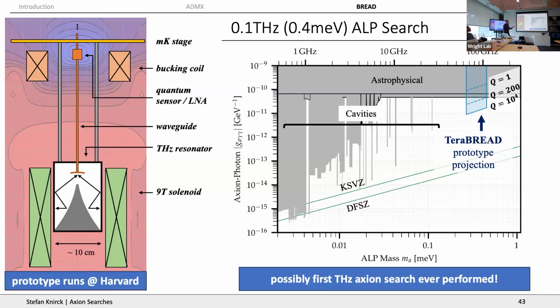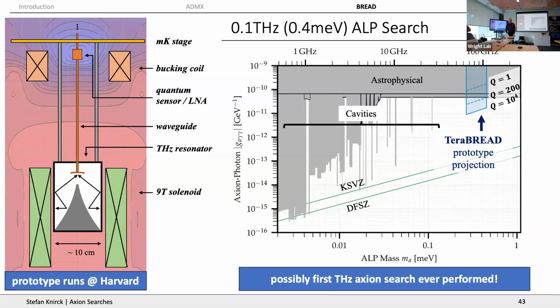And what you can see is that even for such a small prototype in a 9 Tesla field, this enables you to go below the astrophysical bounds in the millimeter wave range, which is quite something, and no one really is trying to do this at the moment. And it would potentially be the first terabit Axion search experiment out there, which I think will be really cool. Again, this just barely competes with the CAST and astrophysical bounds.